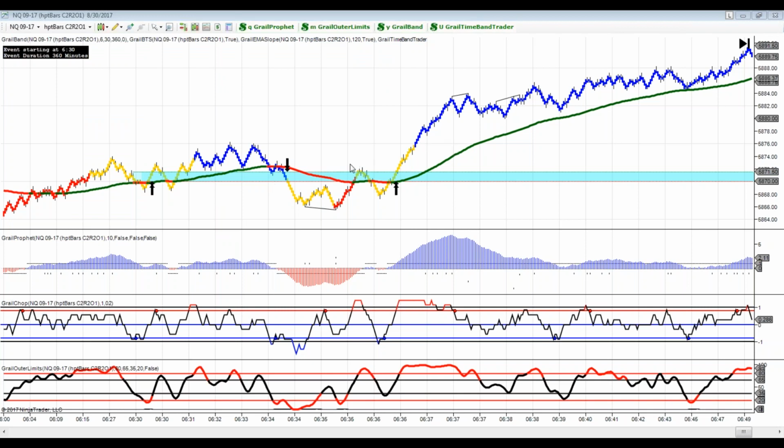All right, so here are our trades. We cross to the upside, a long. We cross to the downside, a short. We cross to the upside, a long. This worked pretty well today, okay, especially this last trade.